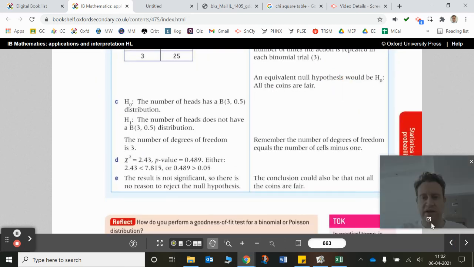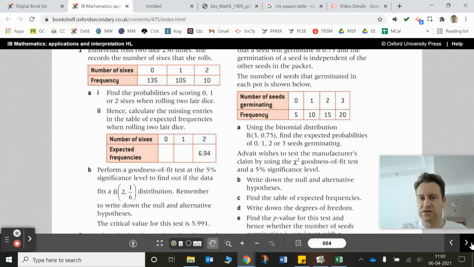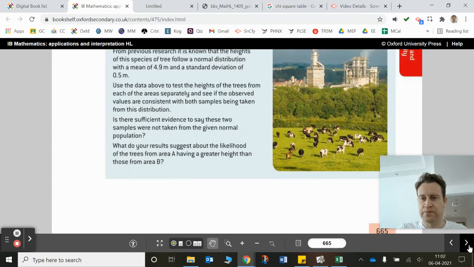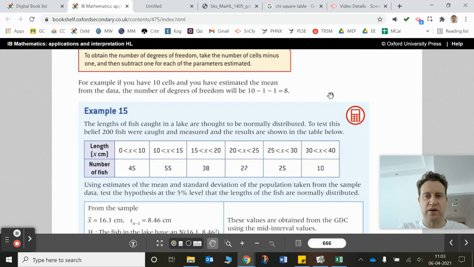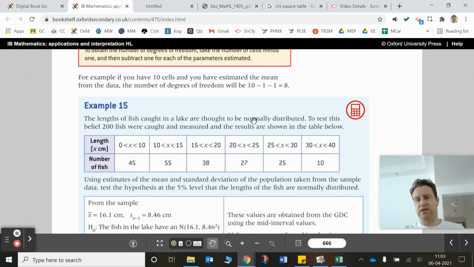My bit is over there. And let's just flick on and see what's coming after this. So we're estimating parameters for the next one. In this case, we might be talking about the lengths of fish in a lake being thought to be normally distributed. But if that's the case, then we'll need to estimate the mean and estimate the standard deviation, which ultimately should be using a t distribution. Okay, well, that's the next exercise anyway. We'll come on to that in the next video. Thanks for listening.